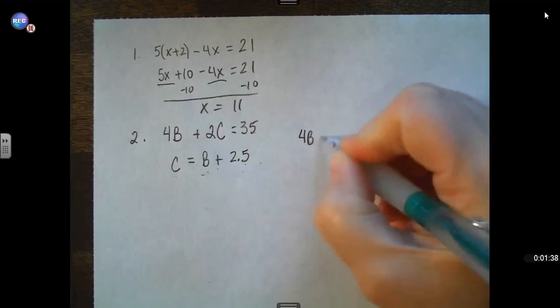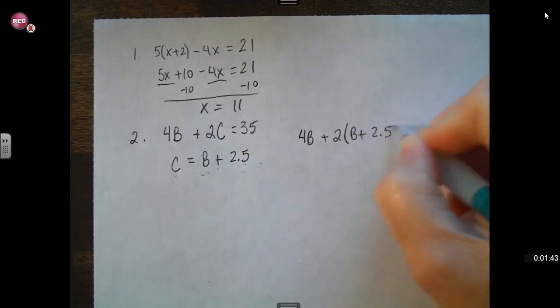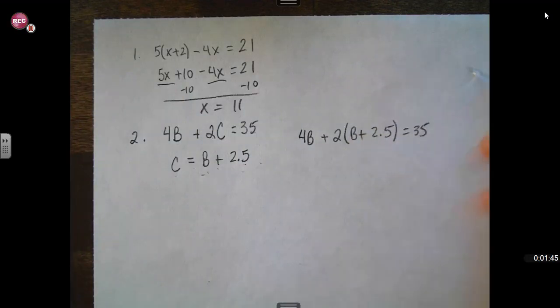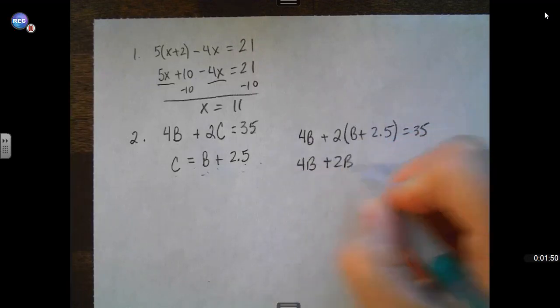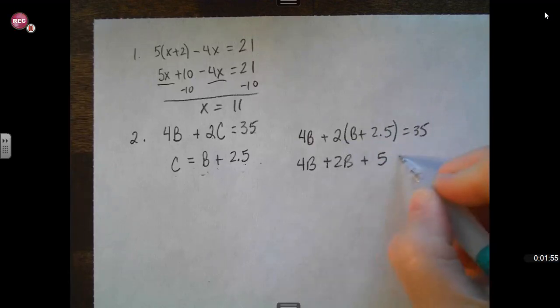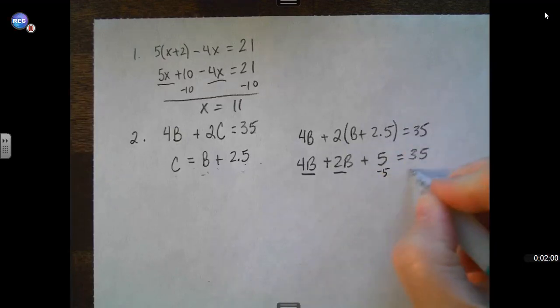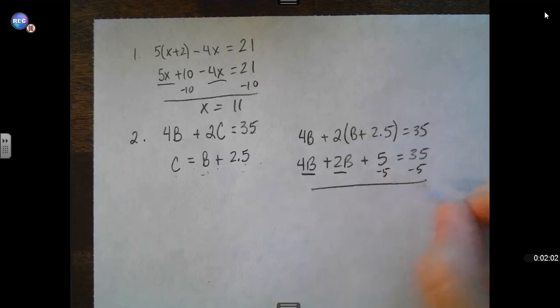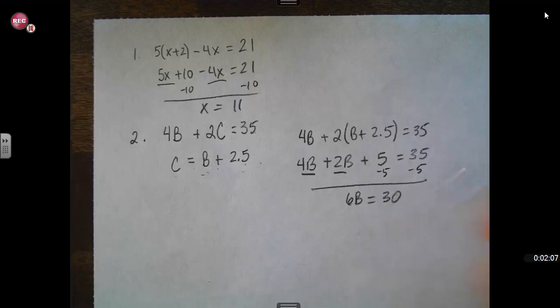4b plus 2 times c, which is b plus 2.5, equals 35. So 4b, distributing the 2 now, plus 2b plus 2.5 times 2 is 5. And then again, adding like terms, getting rid of that 5, I get 6b equals 30. And then I divide both sides by 6, and a loaf of bread costs $5.